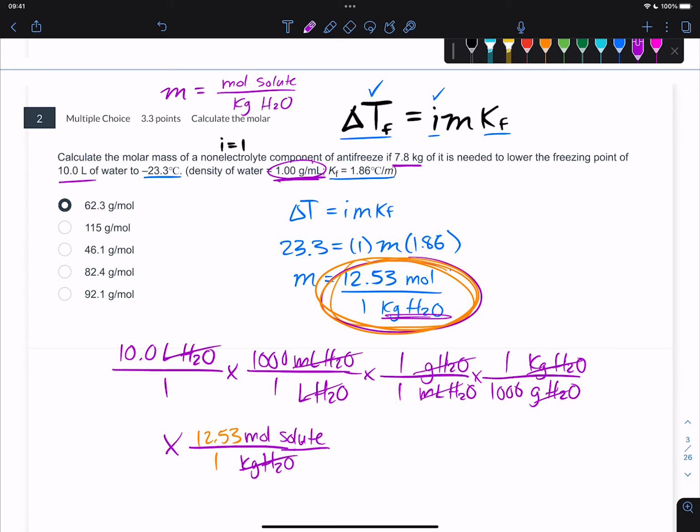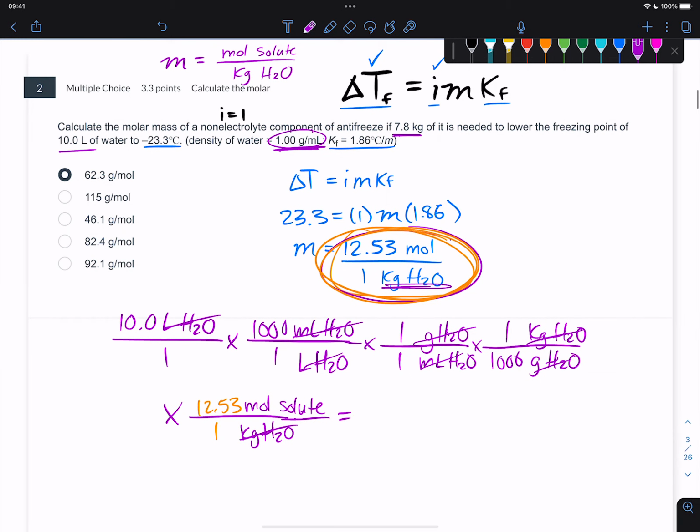So we need to use this. There's a couple ways you can do this. I personally prefer to just calculate this right here and get the answer. But we also have 7.8 kilograms in there. So, no, I'm going to do it that way. All right, so 12.53 moles of the solute. Let's just figure out how many moles of solute there are by doing our math and our dimensional analysis. So we get 10 times 12.53. We get that there are 125.3 moles of this solute.